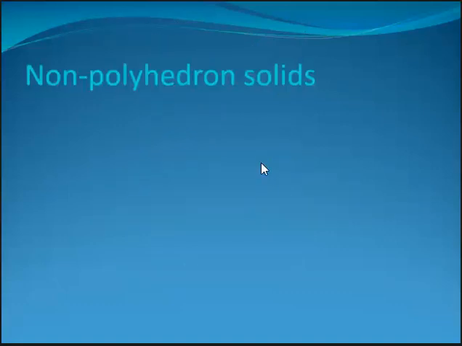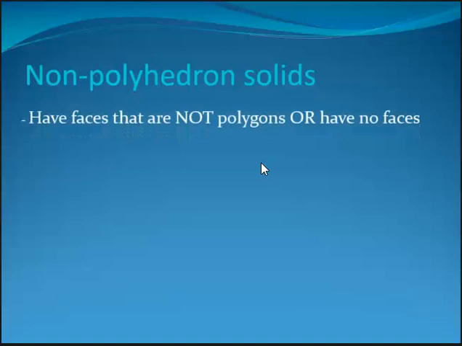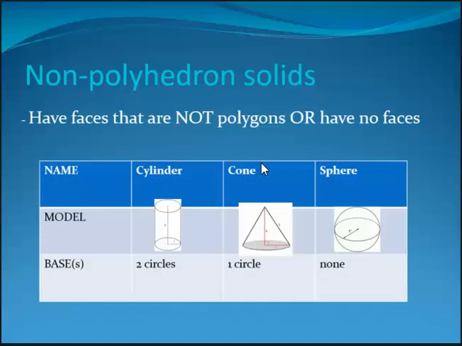Okay, so we have some non-polyhedron solids that we just learned. You need to know how they differ from polyhedrons. They have faces that are not polygons. They were circles, remember? So they didn't have straight edges. Or they have no faces at all, like the sphere. So the three that you need to know are cylinder, cone, and sphere. They're rounded. A cylinder has 2 circles as the bases. A cone has 1 circle as the base, and a sphere has no bases.